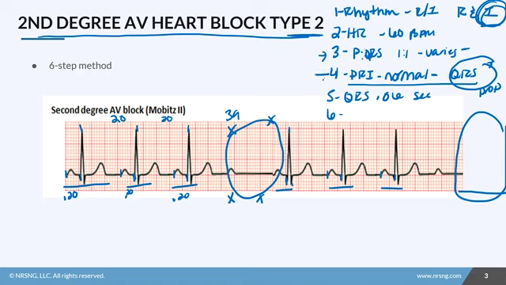The PR interval, this right here is what you have got to remember. The PR interval is normal until a QRS is dropped. And then the QRS complex is normal as well.